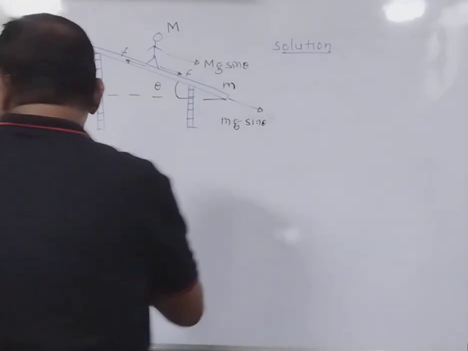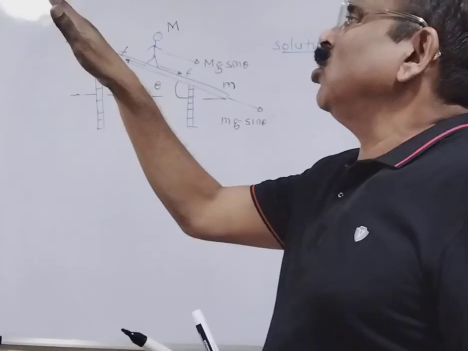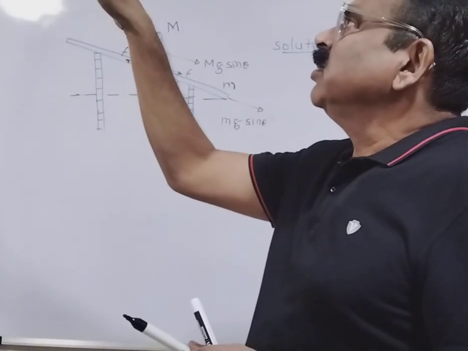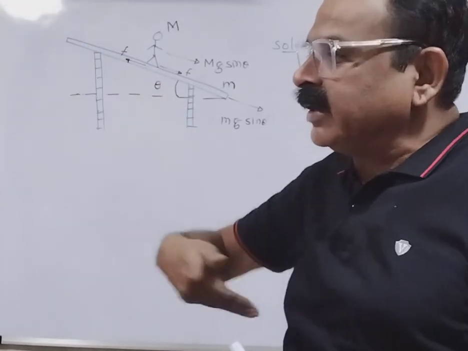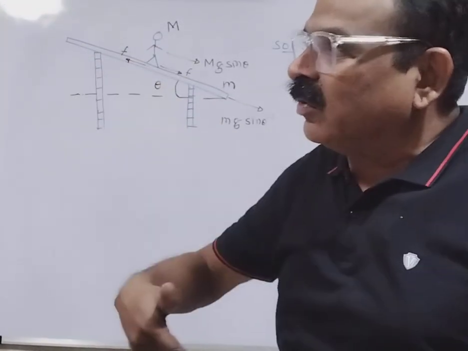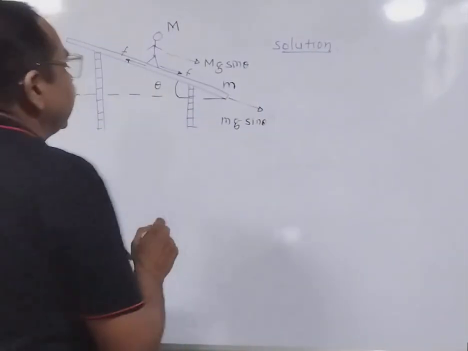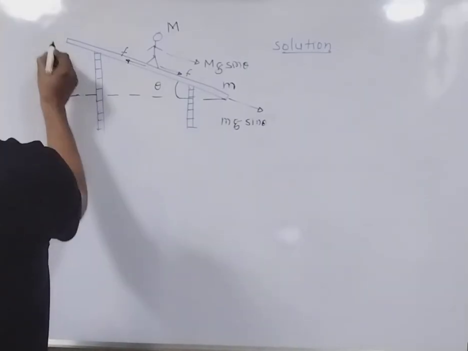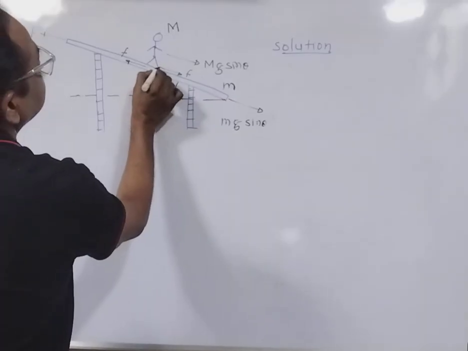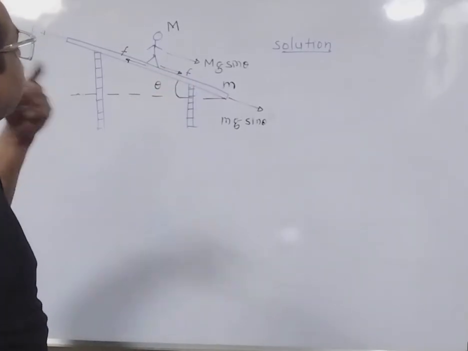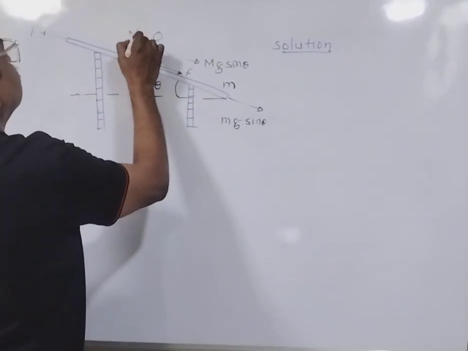Otherwise, if the man moves up, what will happen? The frictional force on the man will be acting in the upward direction, and due to equal and opposite forces, by Newton's third law, the frictional force on the plank will act in the downward direction, which will make the plank go down, which we don't want. Therefore, to prevent the slipping of the plank, the frictional force on the plank should be in the upward direction, so that the frictional force on the man is in the downward direction. So the man will have to move in a downward direction, say with acceleration a.